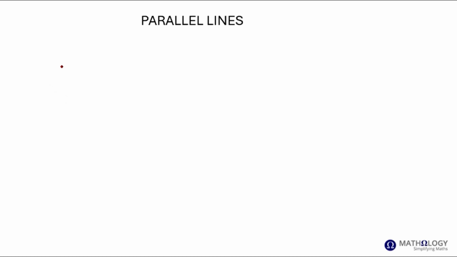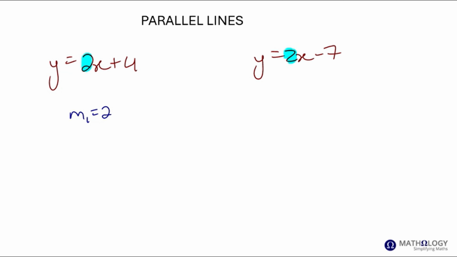So if we have the equation y equals 2x plus 4, and another line y equals 2x minus 7, these lines are parallel. Without sketching these two straight line graphs, we know that these lines are parallel because their gradients are equal. The gradient of the first line is 2, and the gradient of the second line is also 2. So because the gradients are equal, these lines are parallel. So if we just call this gradient 1 equals 2, and gradient 2 is also equal to 2.